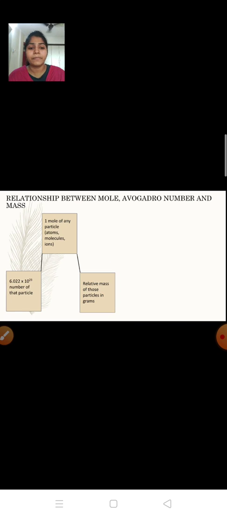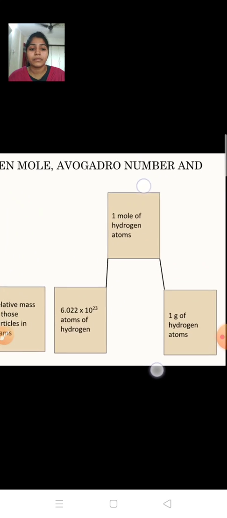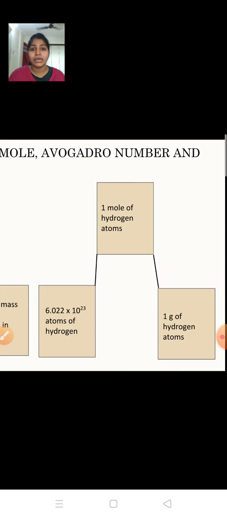Let us see one example. I have hydrogen. So 1 mole of hydrogen atom means it contains 6.022 into 10 raised to 23 hydrogen atoms, and the mass will be equal to 1 gram. Okay.